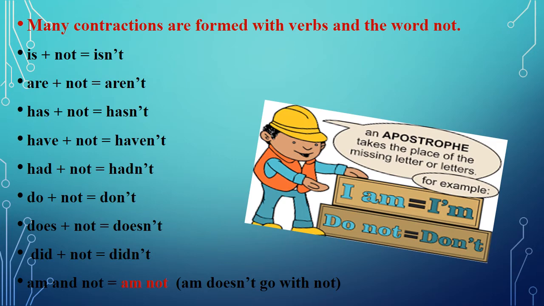But be careful with the verb am. When you have am and not, we don't combine them, we don't put them together. They stay as they are. Am not. So am doesn't go with not. We cannot put them together. They stay as they are. Am not.